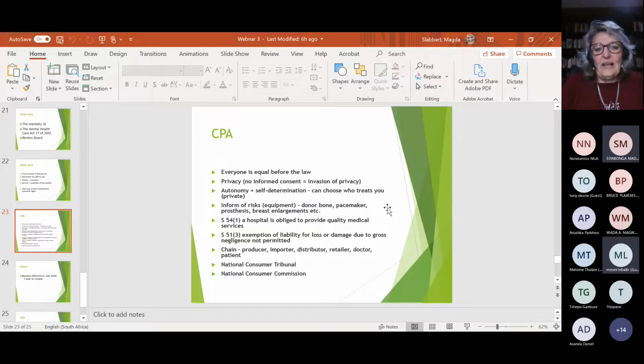Then you've got a right to privacy. Once again, it's doctor-patient confidentiality, informed consent. Autonomy, you can choose who treats you. You must be informed of the risks.